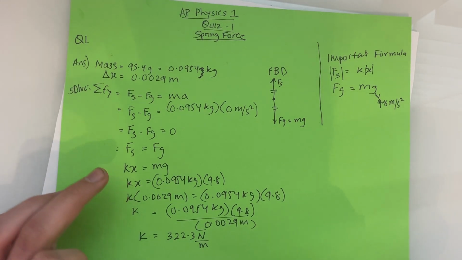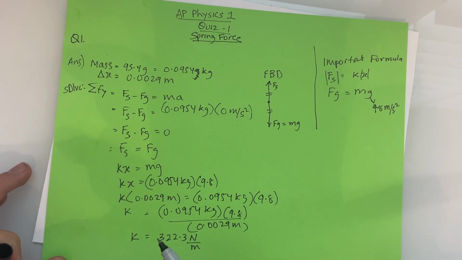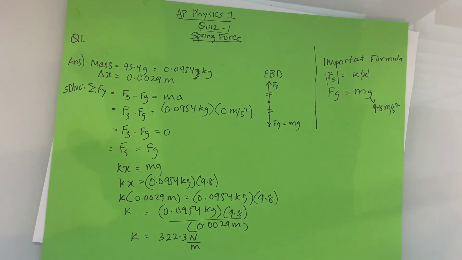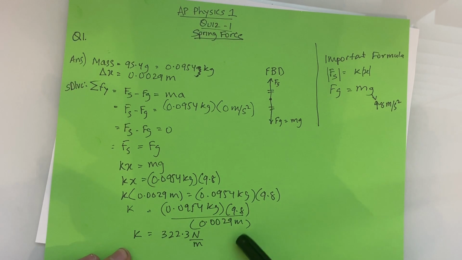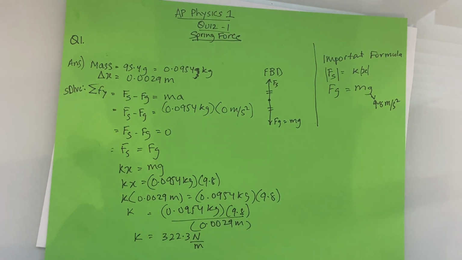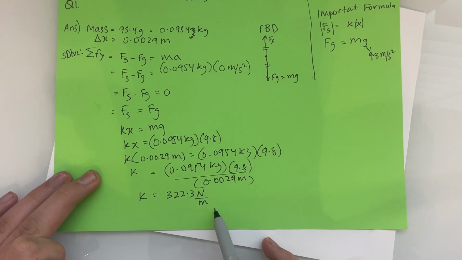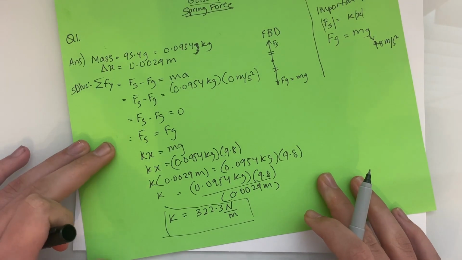And we have the x value, which is 0.0029 meters. So k multiplied by 0.0029 meters is equal to 0.0954 kg times 9.8. We can find k by multiplying the mass times g divided by the x value. After solving the equation, we get 322.3 newtons per meter. That's the k value. The unit for k is newtons per meter, and this is the answer. All right, so that's the first question, and we found an answer to that.